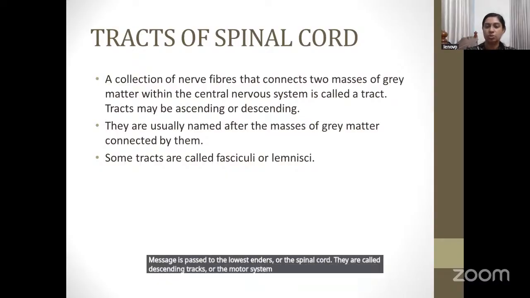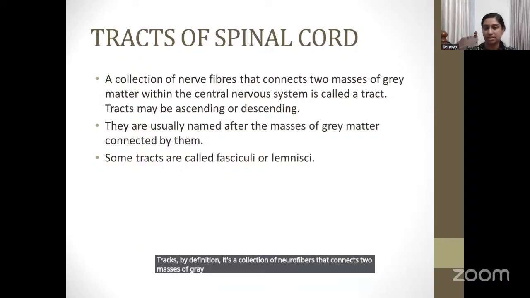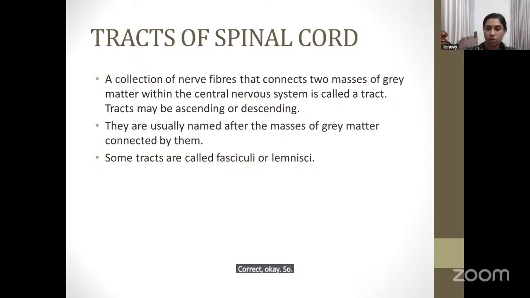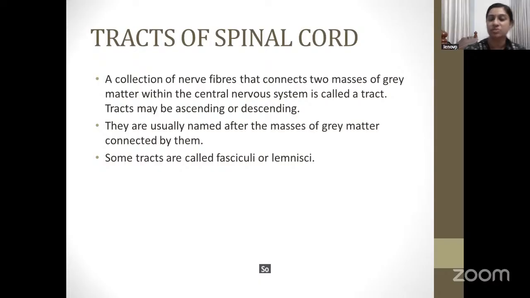So a tract, by definition, is a collection of nerve fibers that connects two masses of gray matter within the central nervous system. These are multiple nerve fibers having a common origin, a common course, as well as a common termination. They are usually named after the masses of gray matter connected by them. The first part is the origin and the second part is the termination.